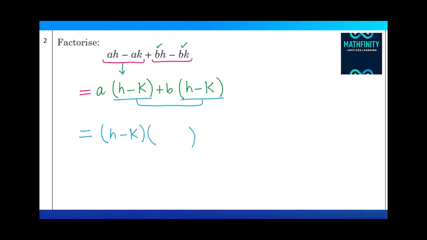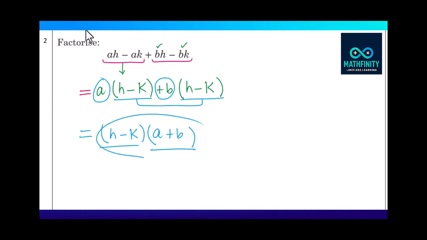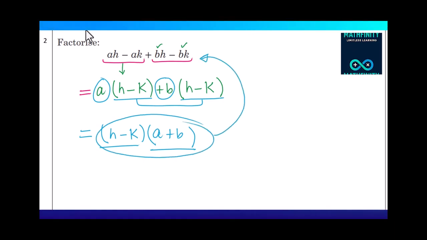And in another bracket we have to write the numbers that are outside the brackets. So A plus B. So we factorized four terms and we got these two factors. And as I told you, if you want to check your answer, if you have time in the exam or in the quiz, you can expand these two brackets, and your answer must be the same as this question.